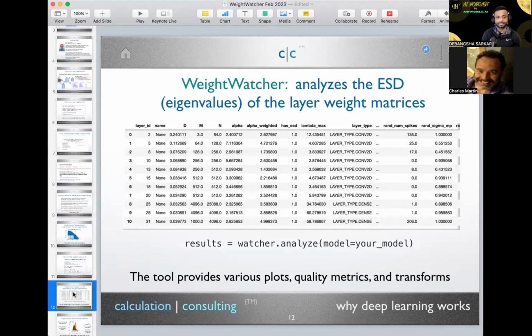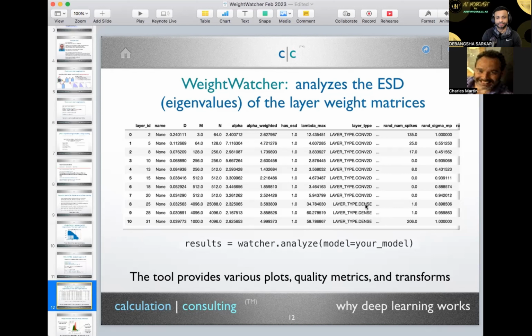Here's an example of what you get as an output. So the idea would be, you have a layer. This is probably VGG, I think, because this is a typical convolutional layer. So you have a bunch of convolutional layers, and then you get the dense layers. We can handle convolutional and dense layers. Dense layers are easier to analyze.